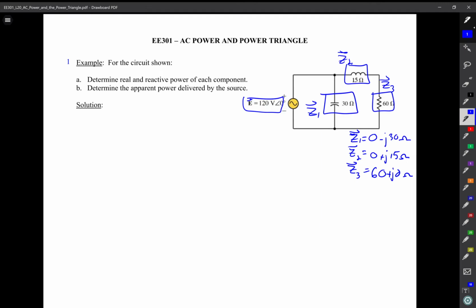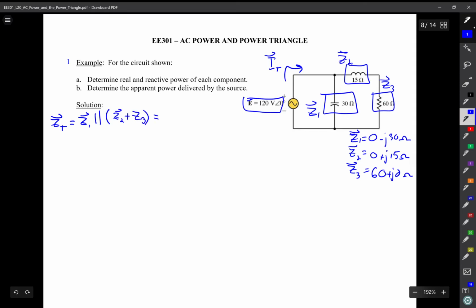Okay. To find the current, I'm going to find the total current first. And in order to do that, I'm going to find the total impedance as Z1 plus the parallel combination. Oh, I almost did that wrong. It's Z1 in parallel with the series combination of Z2 plus Z3.